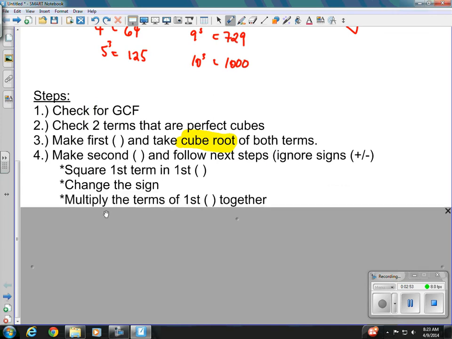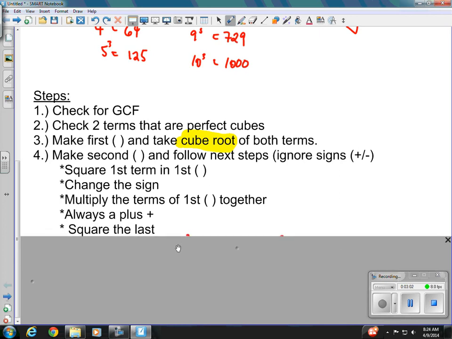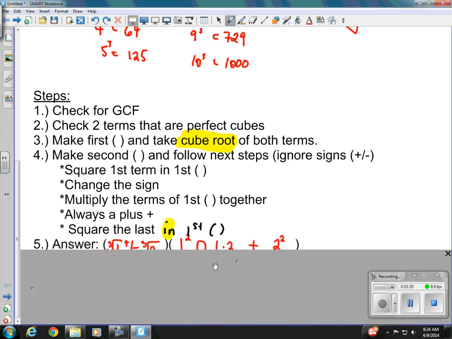Multiply the terms of the first parenthesis together. We're going to make the next sign always a plus sign. And then we're going to square the last term, the last term in the first parenthesis. Then in step 5, we just write out our answer.